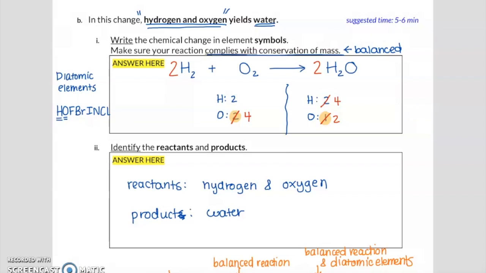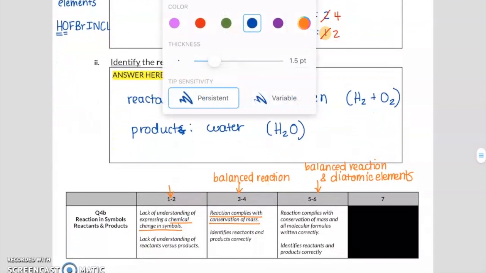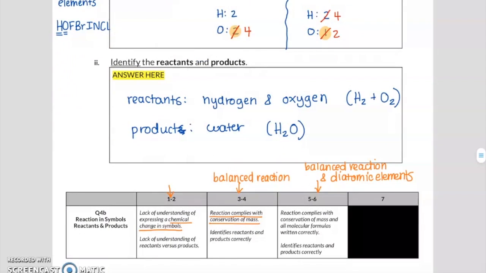We accepted you writing out H2 and O2. We also accepted writing H2O. Any expression of the reactants and products was good here. And in order to earn credit, anything above a 1-2 would work; a 1-2 would be like you didn't show understanding of reactants versus products. But if you correctly identified those reactants and products, that put you into the meeting expectations.